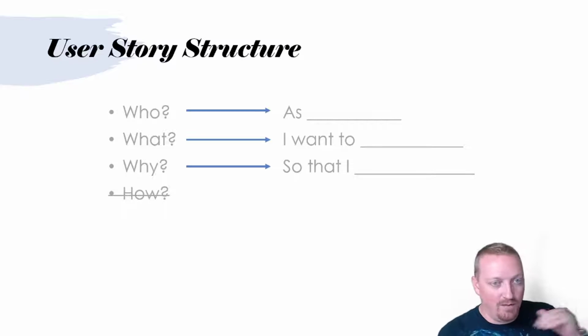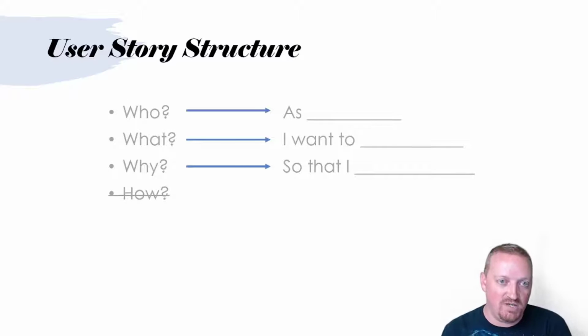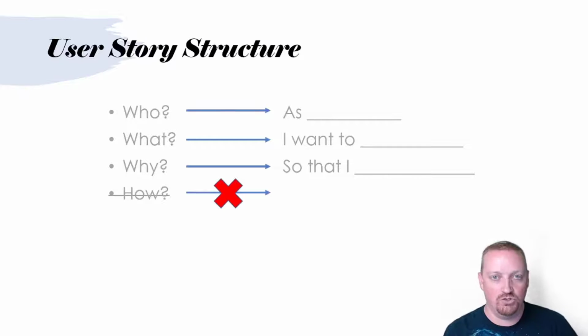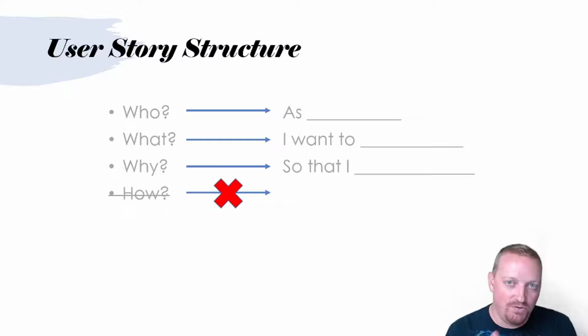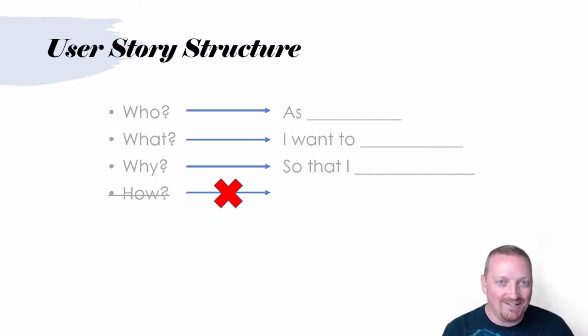And I just want to talk real quick, before I get into the example, about how. How is not a part of this, right? How this is accomplished, how this particular piece of software is written, is not a part of the story. We do not include how this is supposed to behave, or how you write the code, or the technical specifications, or some sort of technical detail. It's strictly about the who, the what, and the why.